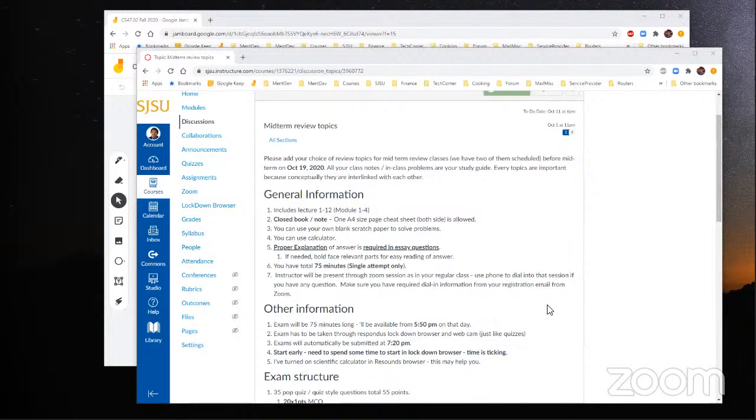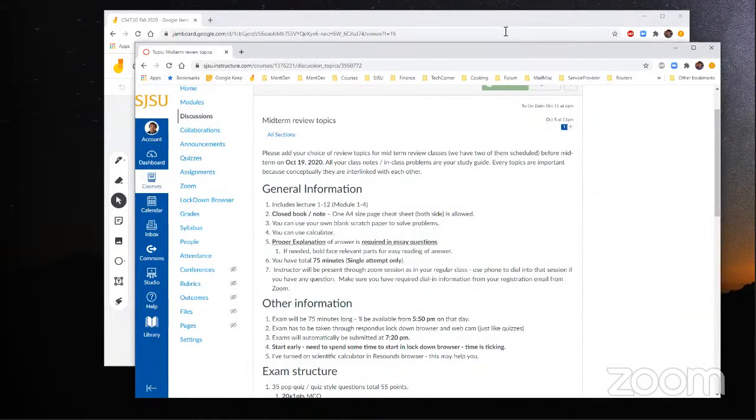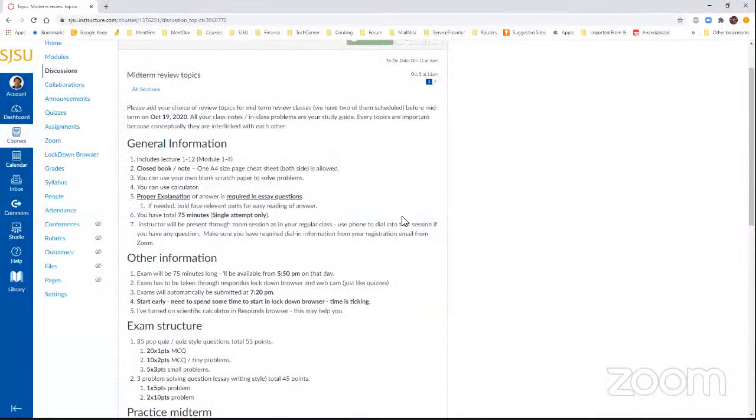As general information, if you did not get a chance to look into these discussion topics, the announcement or other sources, this is general information about your midterm review topics. It includes lecture 1 to 12, module 1-4, and you are allowed one A4 size cheat sheet. Both sides are allowed. You can use your own blank scratch paper to solve the problems. You can use a calculator, including the programmer's calculator, which uses hexadecimal. So you can do that.